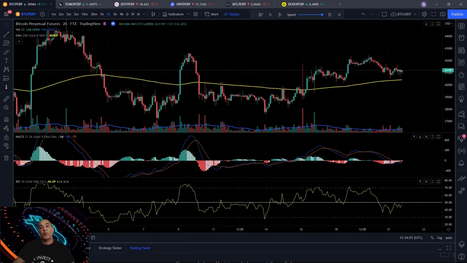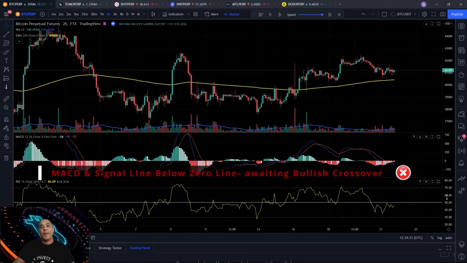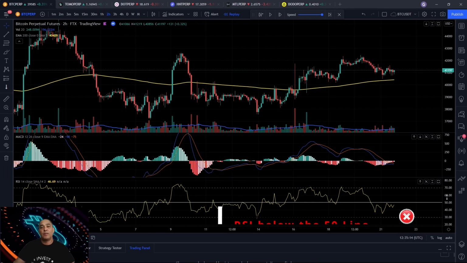For this example, we can see on the BTC chart that price is trading above the 200 EMA. The MACD and the signal line is currently trading below the zero line of the histogram, and we are waiting for a bullish crossover. The RSI is trading below the 50 line, and therefore we will not take a long position as all our conditions are not met. Let's play the chart and see what happens.